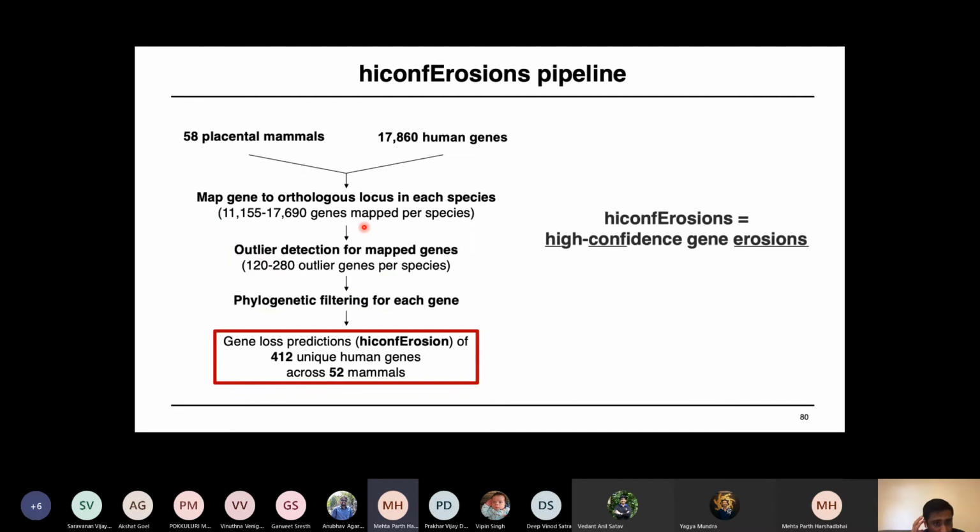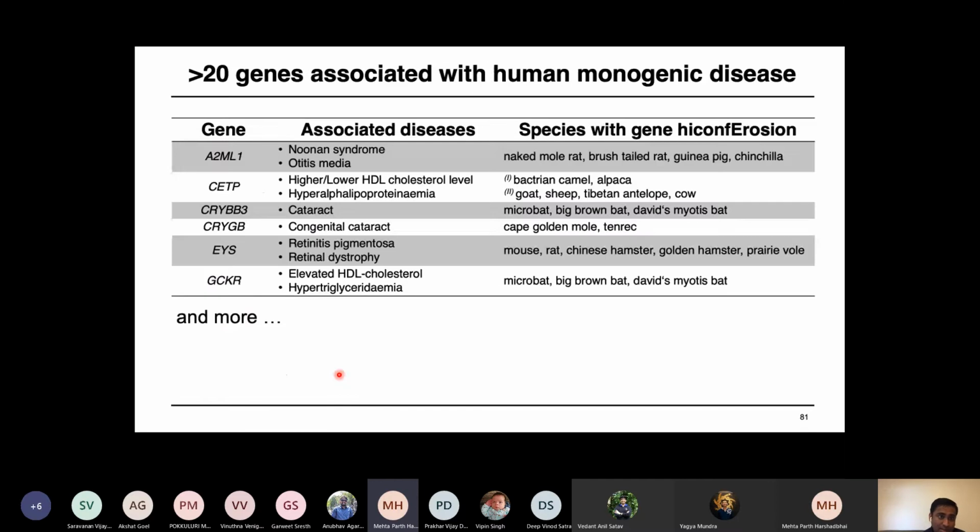I'm not going to get into details in the interest of time. But as you can see here, this is a screen that we've developed, which involves a little bit of machine learning as well, like this outlier detection and so on. But the end result was that we have a completely automated pipeline that would run in a single day, for example, on a typical server. But with 58 mammals fed to it, it discovered hundreds of genes which were lost across different mammals.